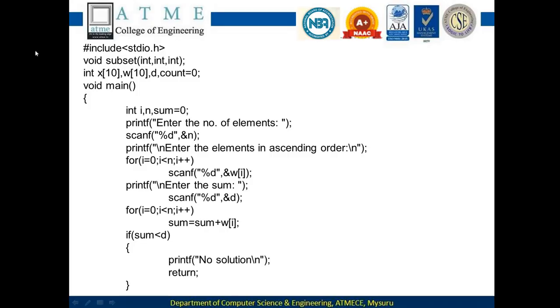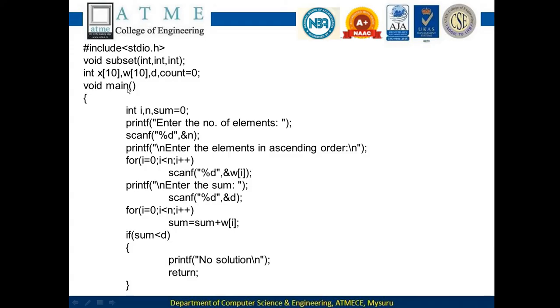So we'll start with #include <stdio.h> and we define a function void subset which takes three parameters of type integer. So here we are declaring it, and we are declaring global variables: an array x of 10 and w of 10. These are two arrays of type integer. Then another two variables that we are declaring here are d and count equals 0.